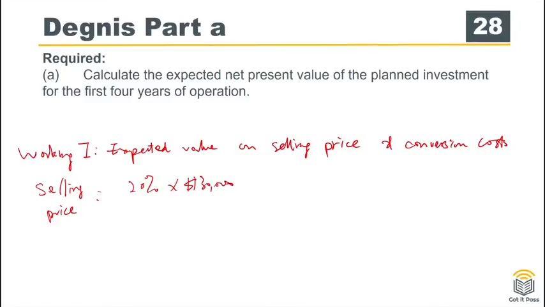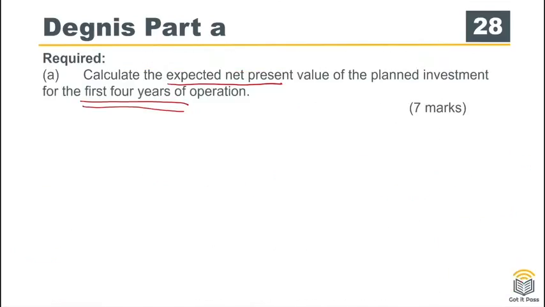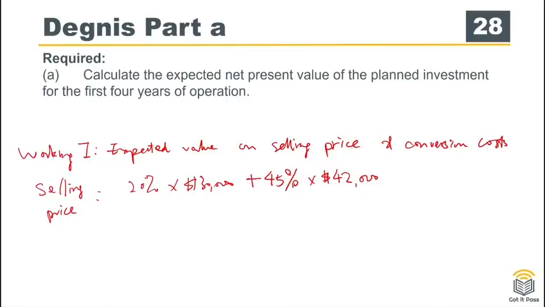So here it should be 30,000, and 45% with 42,000, which is the standard, and then the deluxe, the percentage is 35% times the deluxe price of 72,000. So what we call the expected selling price here is 50,100 per unit.